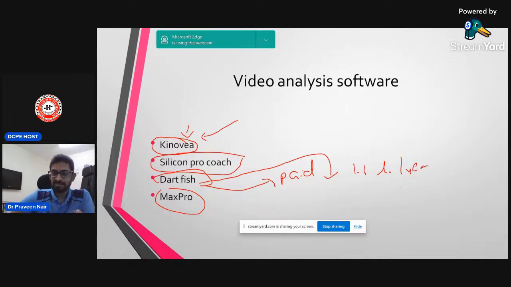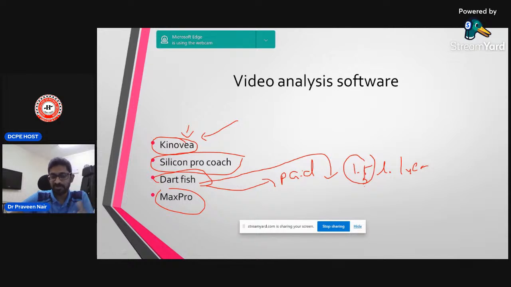But Dartfish has many modes. It has performance analysis mode also. It has many modes also. Depending upon that, the price will increase. So I have quoted what we have demanded from our center.